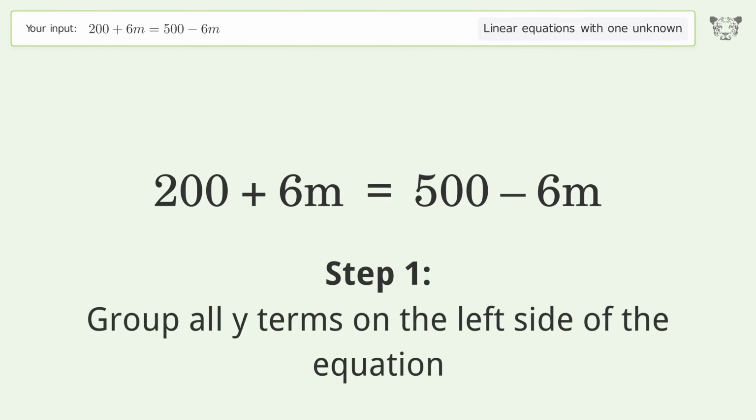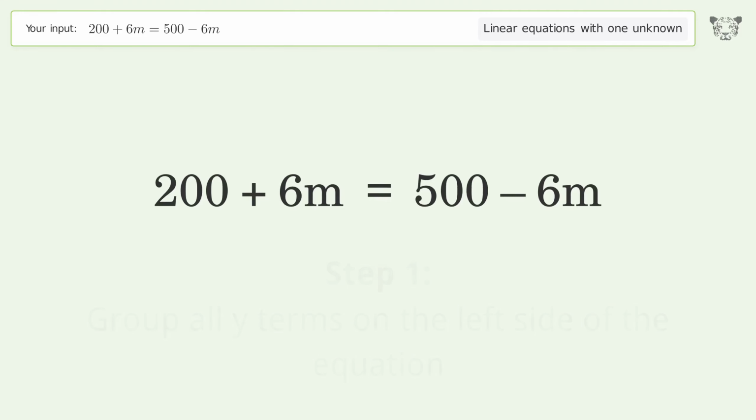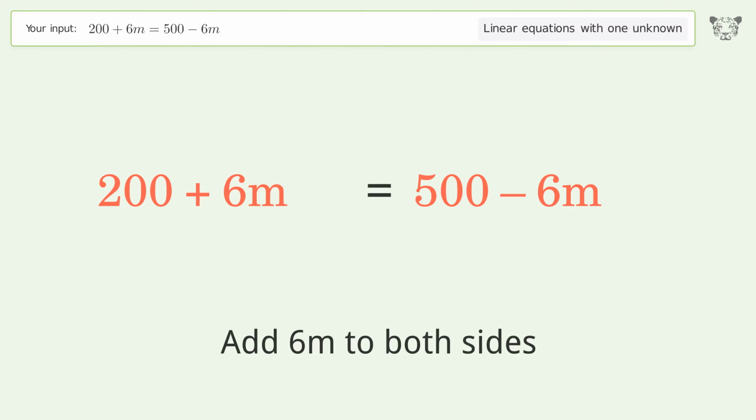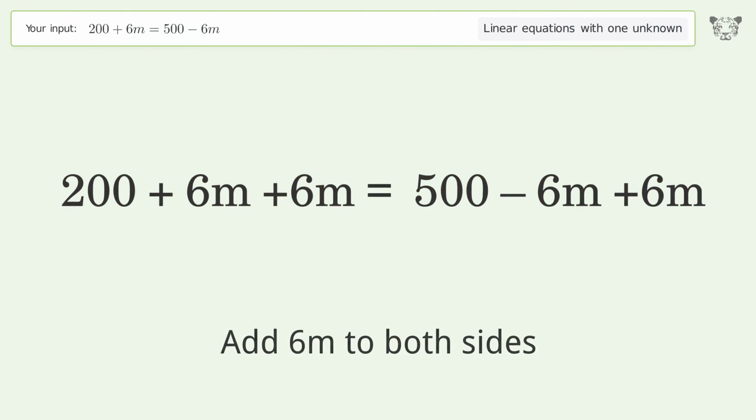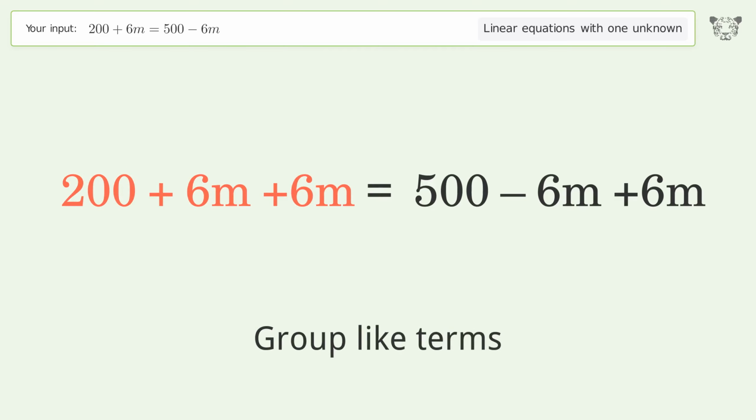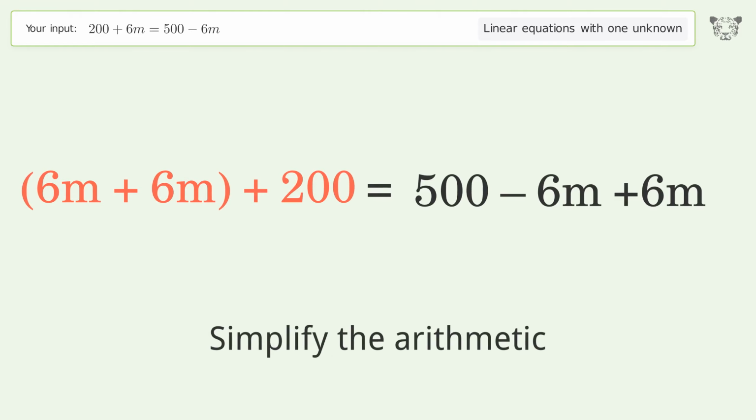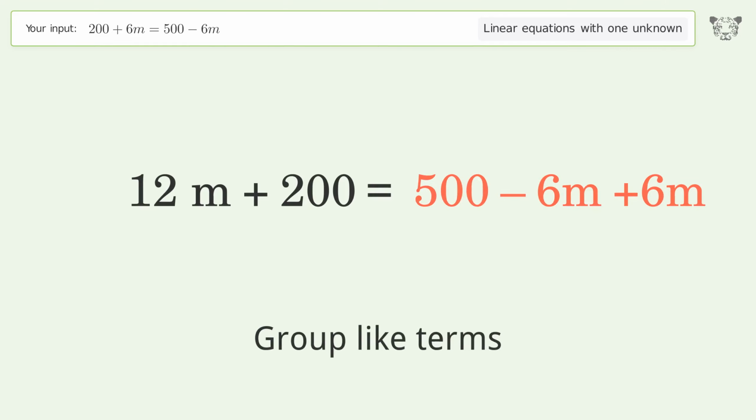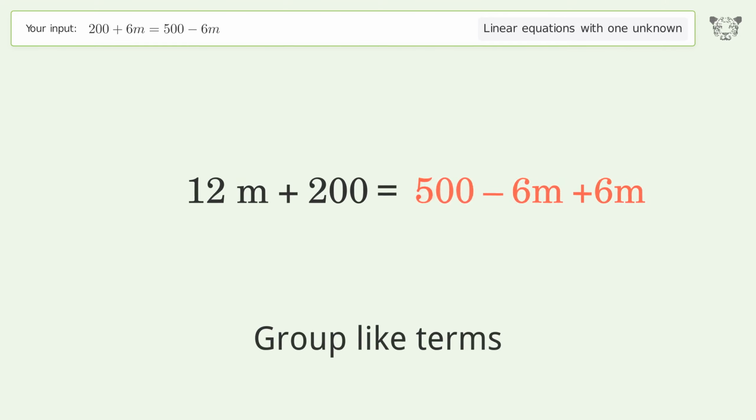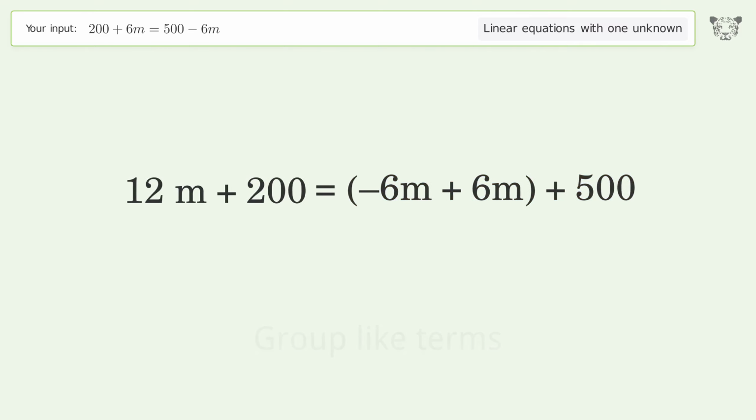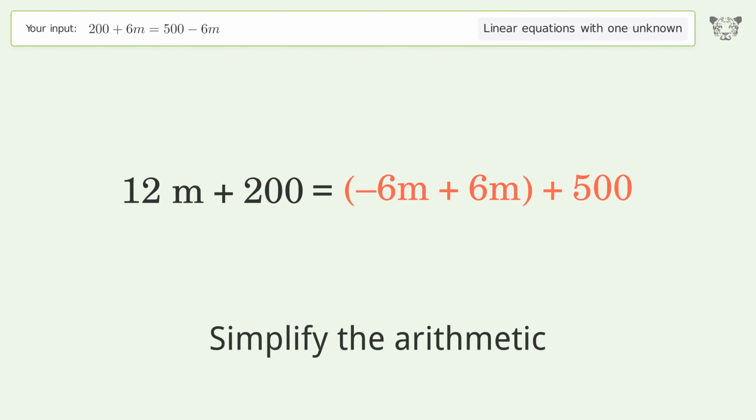Group all m terms on the left side of the equation. Add 6m to both sides. Group like terms. Simplify the arithmetic. Group like terms. Simplify the arithmetic.